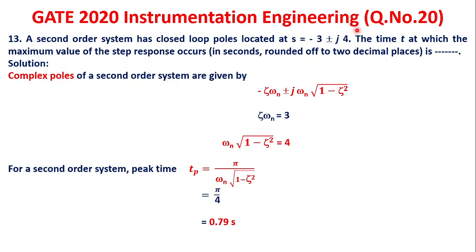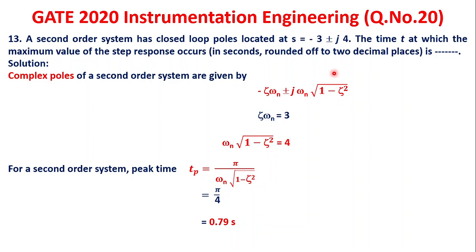So it is taken from Instrumentation Engineering. A second order system has closed loop poles located at some place. What is the time at which the maximum value of the step response occurs? We have to give the answer corrected to 2 decimal places. Time at which the maximum value of the step response occurs means peak time they are asking. Closed loop poles they have given as complex poles, so definitely it is a second order system problem.